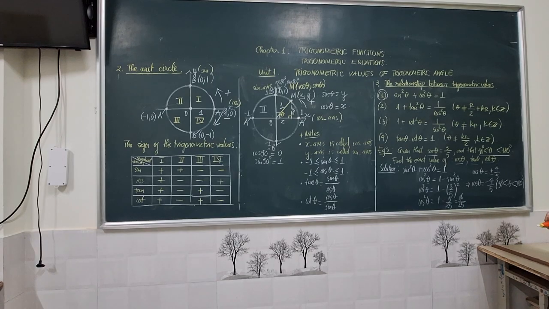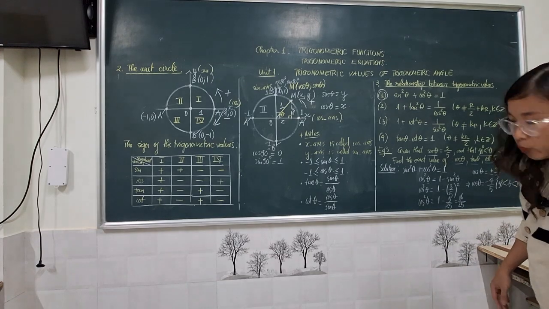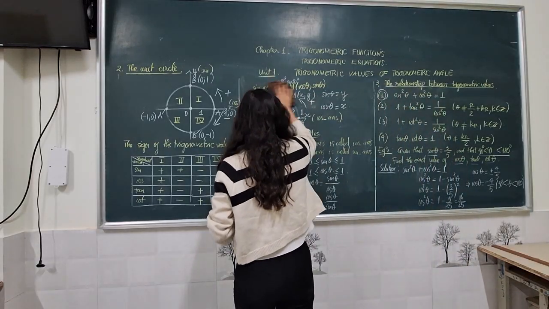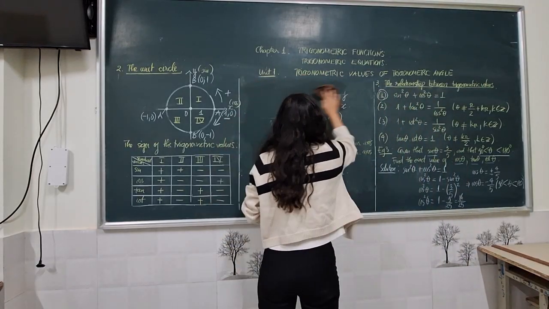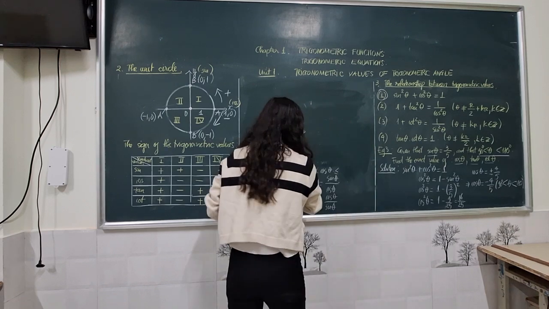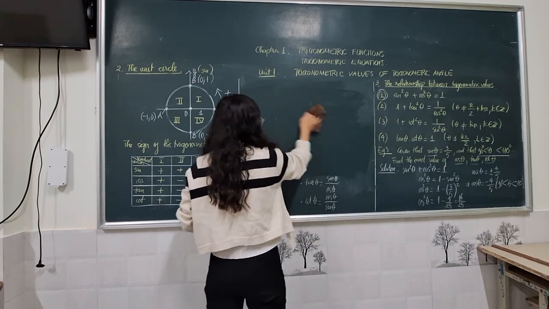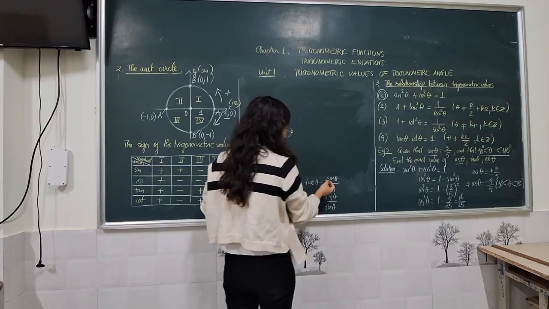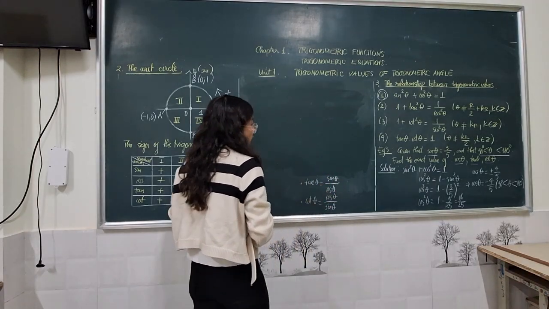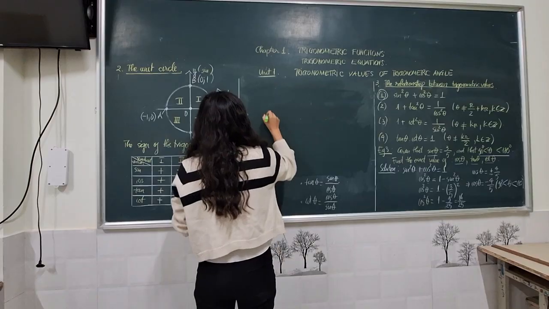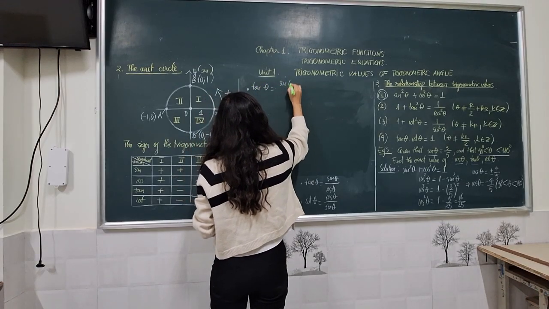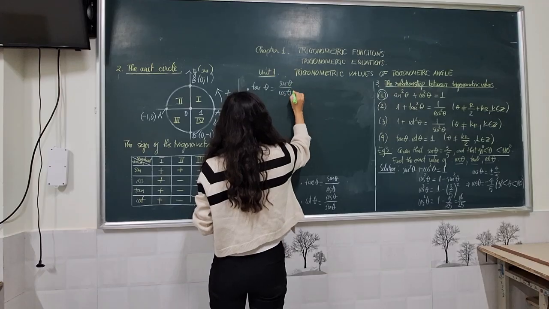Now we find tangent and cotangent. How do we find tangent and cotangent? To find the tangent, we can use the formula, because of the relationship between tangent and sine and cosine: tangent equals sine over cosine. We have tangent theta equals sine theta over cosine theta.